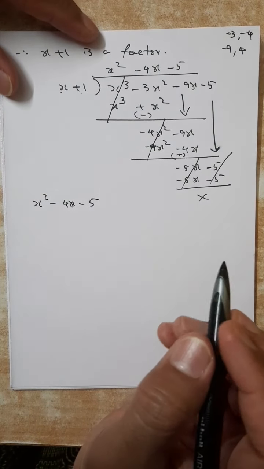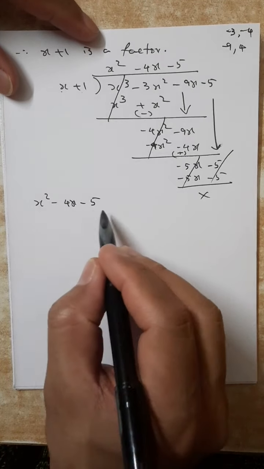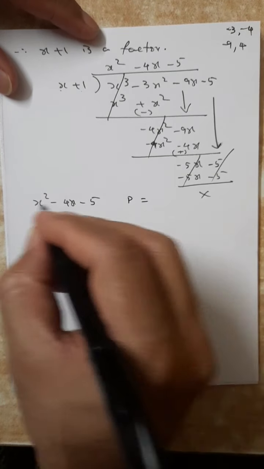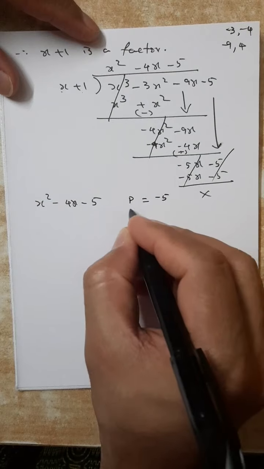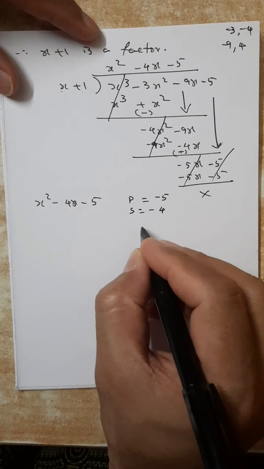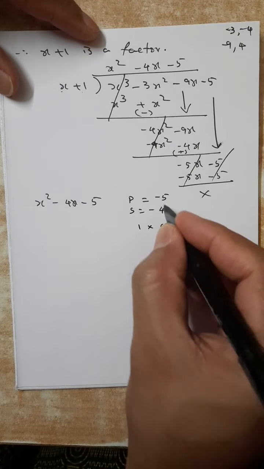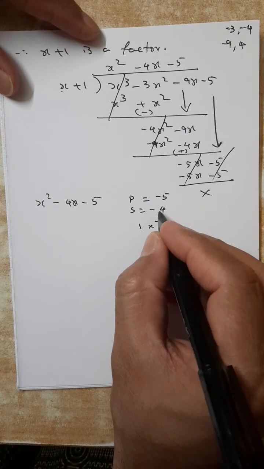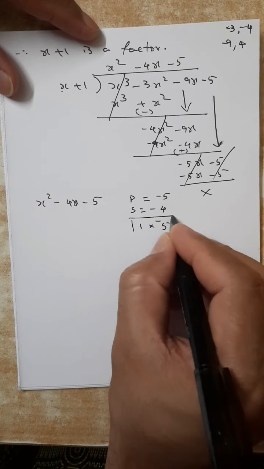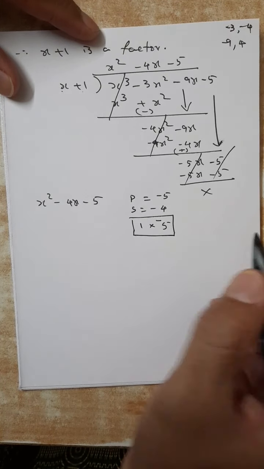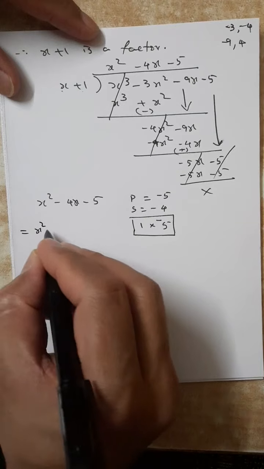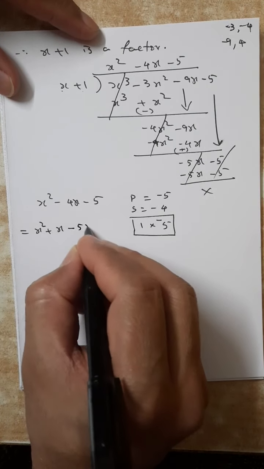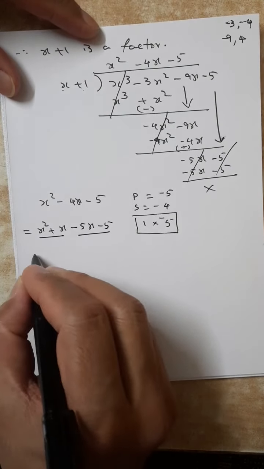Now we have to break this. Nothing common, no identity. So split the middle term. Product equal to 1 into minus 5, product minus 5. Sum is equal to minus 4. Which numbers? 1 into 5 is 5, but we need minus 5. 1 into minus 5 means minus 5, and addition means minus 4. So these numbers are okay: 1 and minus 5. So we will write this as x square plus 1x, that means x only, minus 5x minus 5.